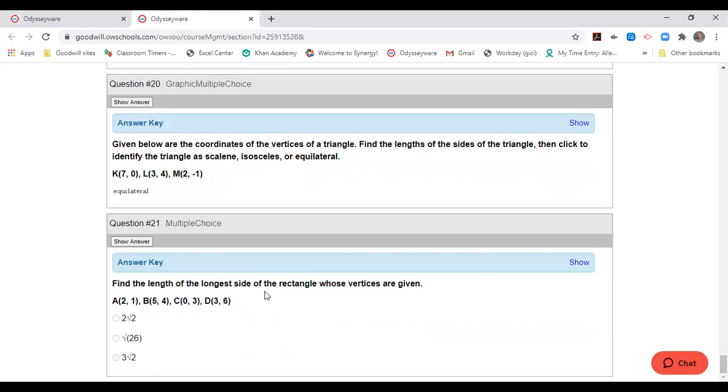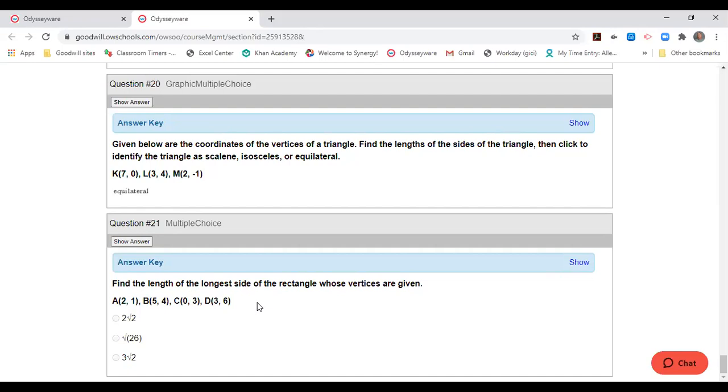Then they're even going to throw in one here at the end about a rectangle. Find the length of the longest side of the rectangle whose vertices are given. Well, that just means the 4 corners. Rectangle is 4 corners. And this is one that I would probably do a graph on first before I even tried to solve it. Because again, geometry being a visual thing with shapes, if you can see what they're talking about here, sometimes it's going to be easier to solve it just by looking at the graph or determining the graph.